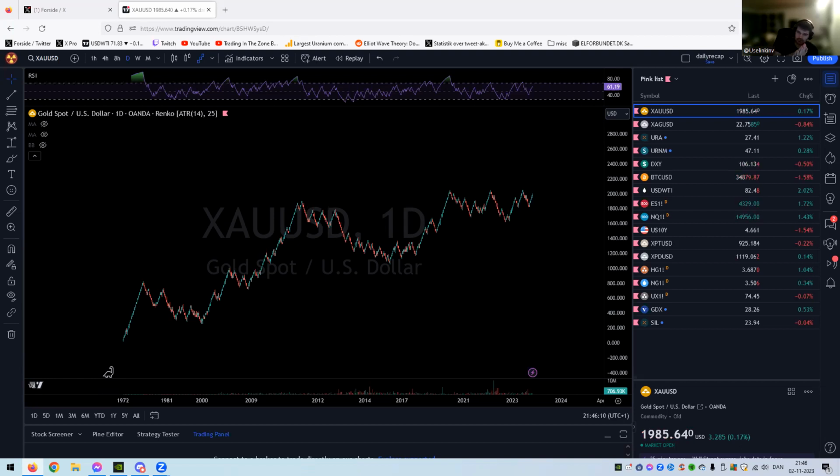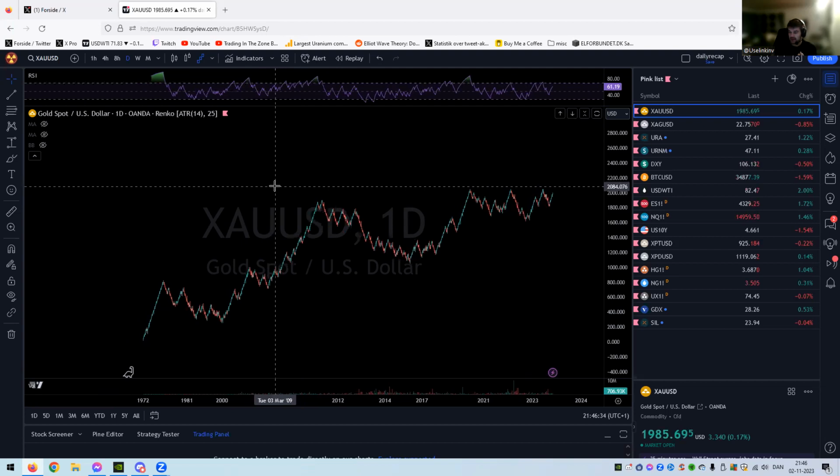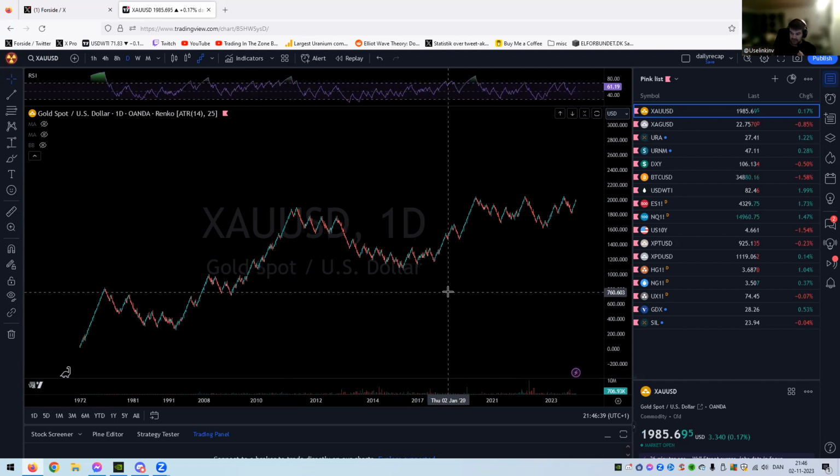I want to go through gold and silver very briefly here, just to show you what the Renko charts are showing me looking back 50 years, and to have a different take on things, because normally we look at the standard candlesticks, but Renkos have a lot more to offer, and I suggest you look into Renkos if you are interested in that sort of thing. I think it can really help you to look at things differently.